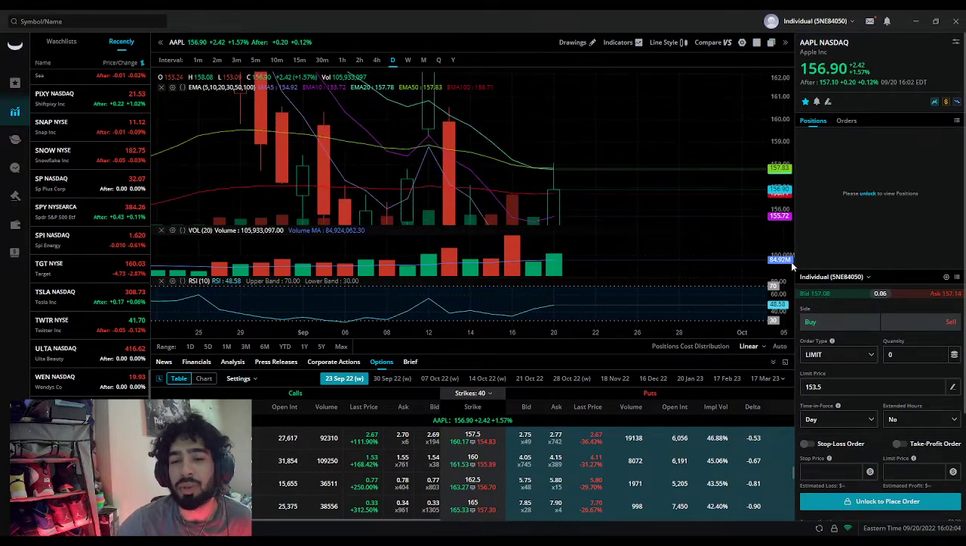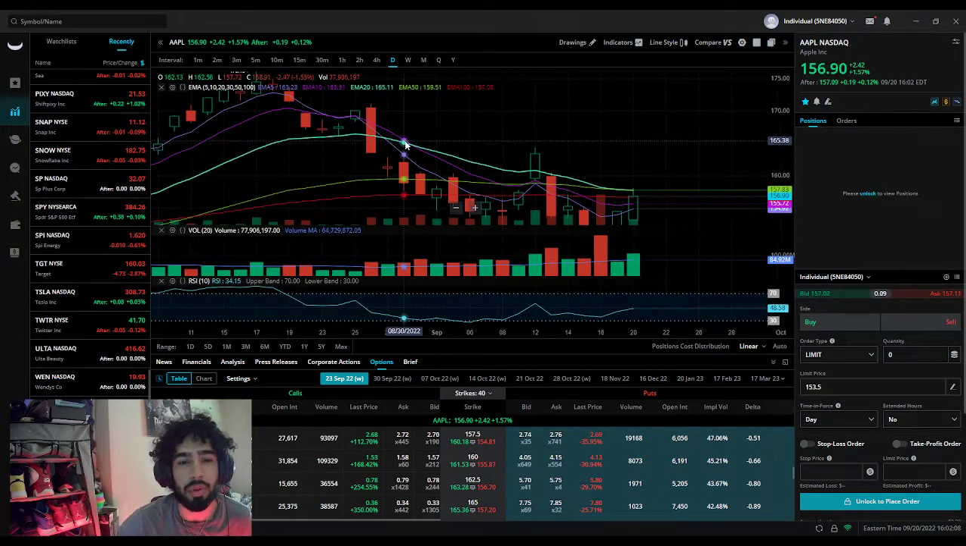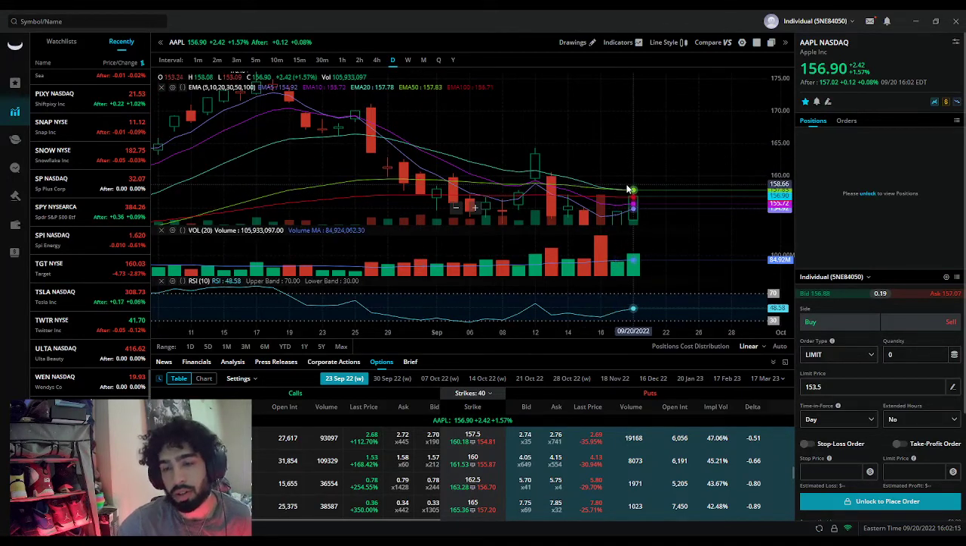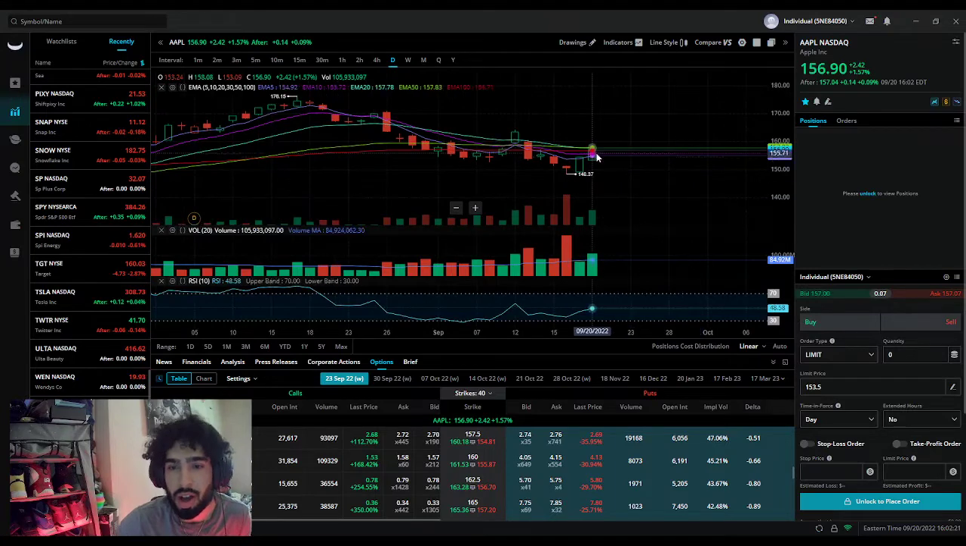I just want to say it doesn't look like it's crossed completely yet. For example, you see these two lines when they cross, the blue and the purple line right here. They cross, but it's not like a visible cross. So it's still bullish.